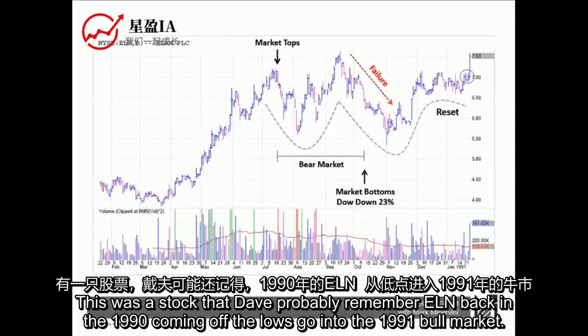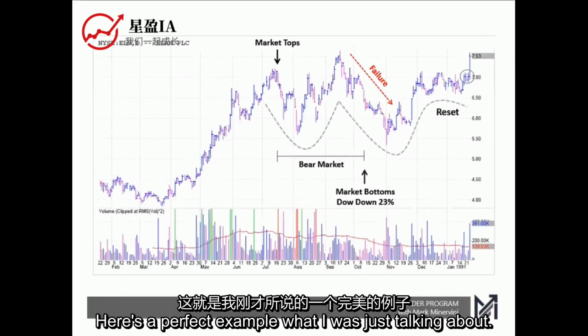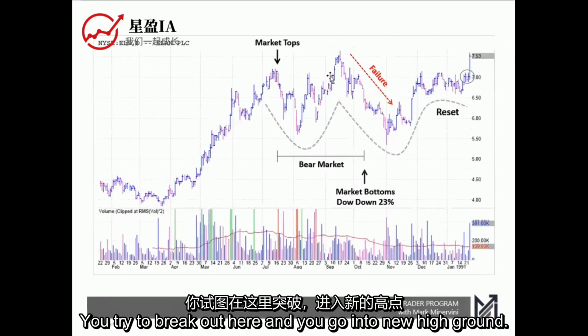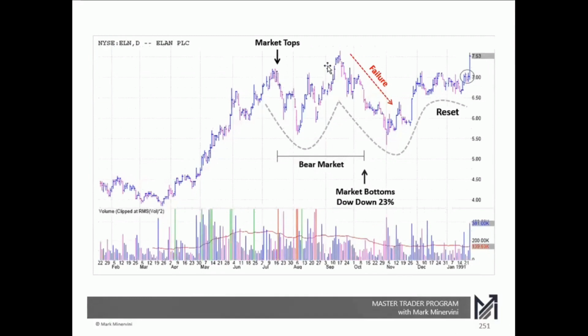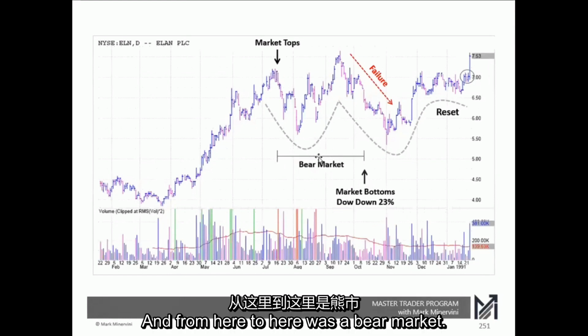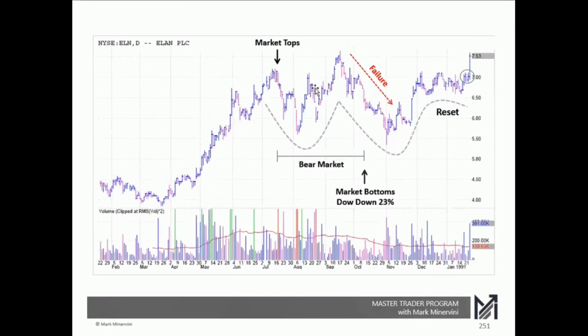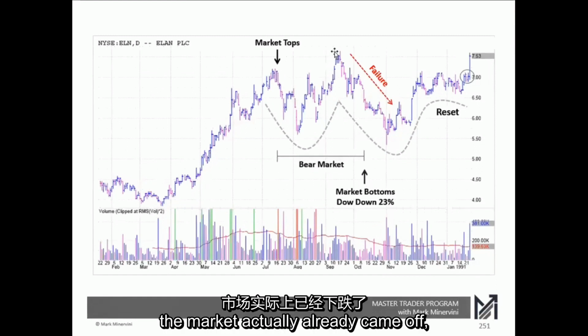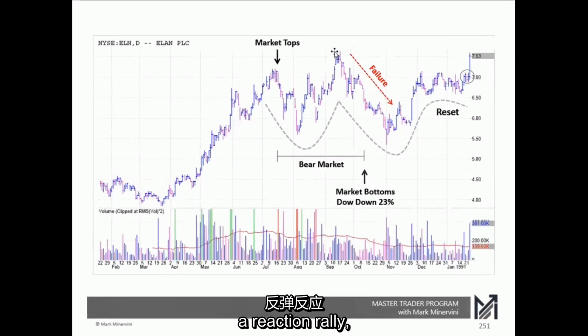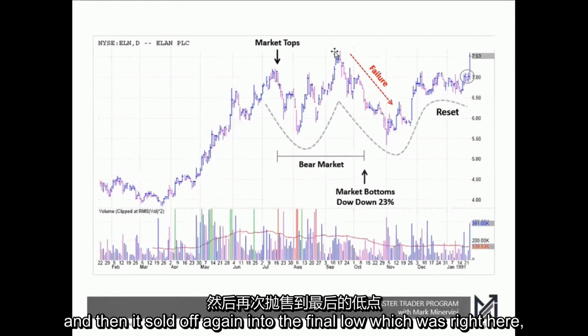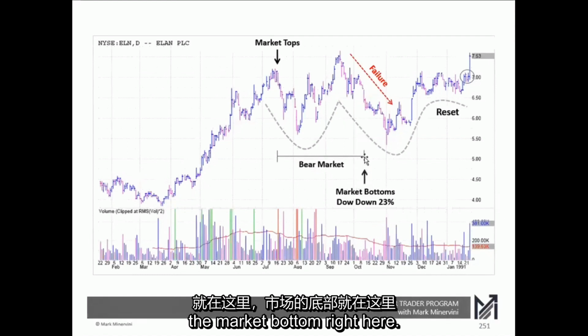This was a stock that, Dave, you probably remember, Elan, back in 1990, coming off the lows, going to the 1991 bull market. Here's a perfect example of what I was just talking about. You try to break out here and you go into new high ground. The market had actually topped right here. And from here to here was a bear market. So now, as you break out here, the market actually already came off, but was having a rally, a reaction rally, and then it sold off again into the final low, which was right here. The market bottomed right here.